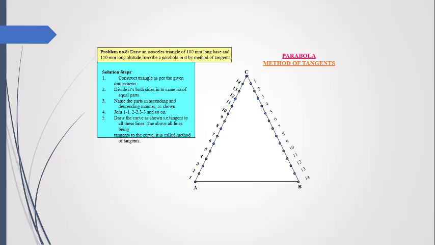Now we will join the opposite points with each other. It will be like this one: 1 to 1, 2 to 2, 3 to 3, 4 to 4, 5, 6, 7, 8, 9, 10, 11, 12, 13, and 14. Now you can see that we have achieved this arc, and this arc can be extended, or seen as a parabola. So this is a parabola that we have achieved by the method of tangents.